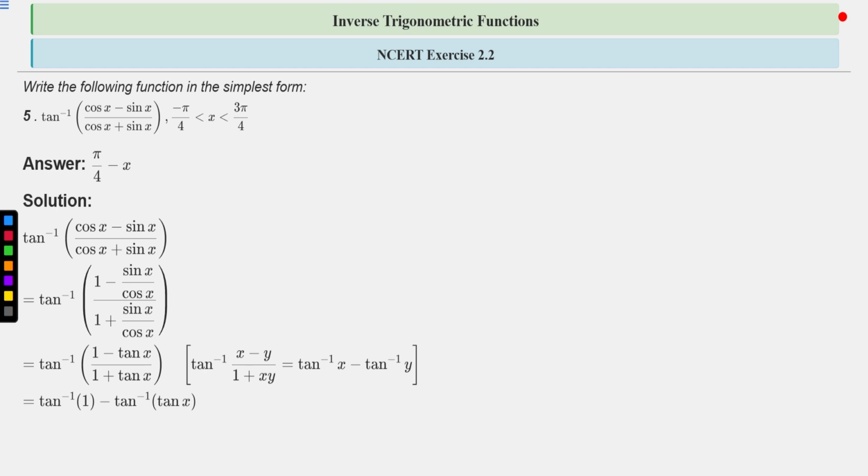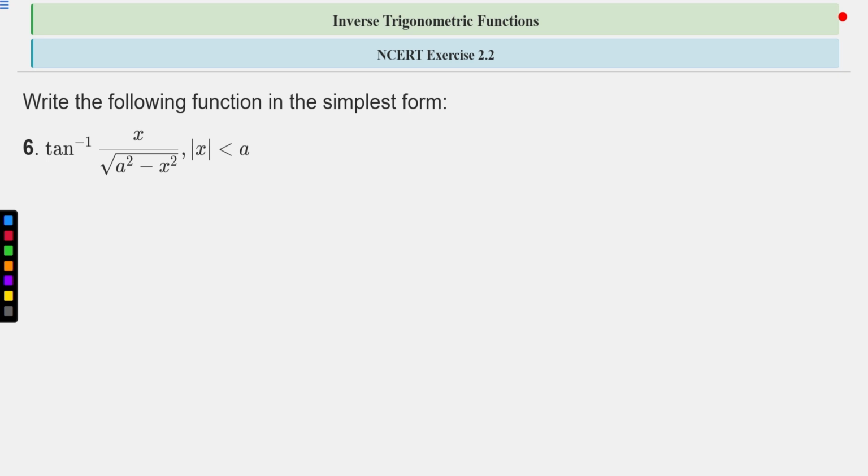So we will get, see, tan inverse 1 minus tan inverse tan x, right? Tan inverse 1 minus tan inverse tan x, right? And from this theorem, we can write tan inverse pi by 4 minus x, right? Tan inverse pi by 4 minus x, right? So the correct answer will be pi by 4 minus x. Then we have to write the given expression in the simplest form, right? Okay, again you have 10 seconds to solve or think about this question. After that we will discuss the solution part, right?